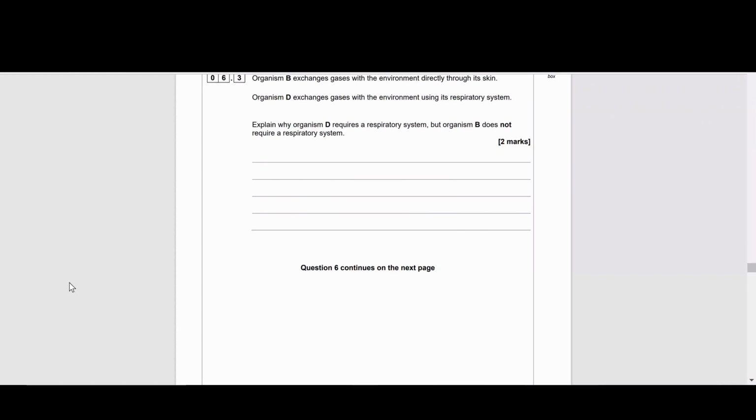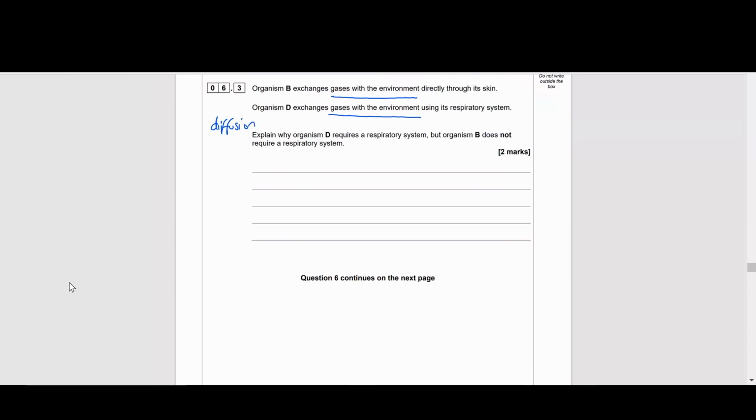6.3. Organism B exchanges gases with the environment directly through its skin. Organism D exchanges gases with the environment using its respiratory system. Explain why organism D requires a respiratory system, but organism B does not require a respiratory system. So when it's mentioning gases with the environment, we need to think about the process in which these gases will move. So the process we should be thinking about is diffusion.